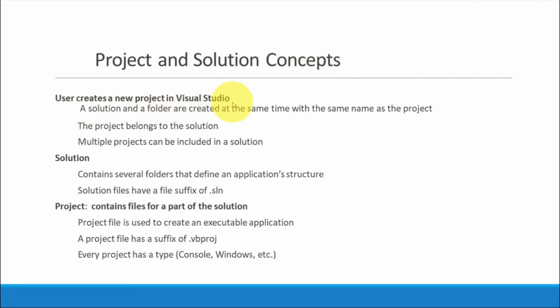So if we want to do programming in VB, we have to use Visual Studio, and we will create a project in Visual Studio. A solution and a folder are created at the same time with the same name as the project. The project belongs to the solution. This solution is a solution window, which we will see later. Multiple projects can be included in a solution.